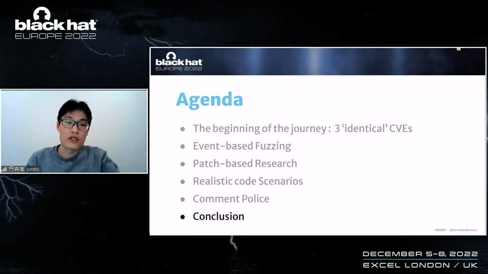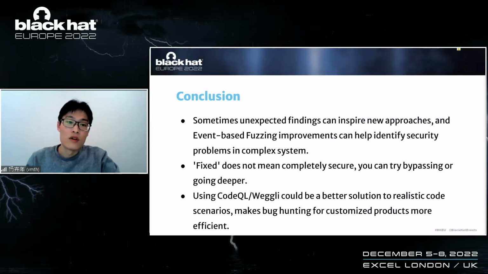And finally, we come to the conclusion. There are basically some ideas we shared today. 1. Sometimes unexpected funding can inspire new approaches, and event-based fuzzing improvement can help identify security problems in complex systems. 2. Fixed does not mean completely secure. You can try bypassing or going deeper. 3. Using CodeQL or Weggli could be a better solution to realistic code scenarios, and makes bug hunting for customized products more efficient.